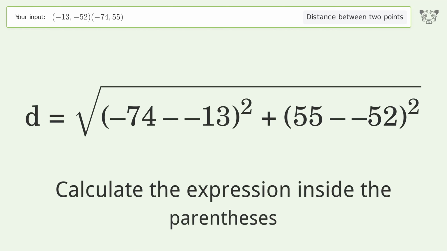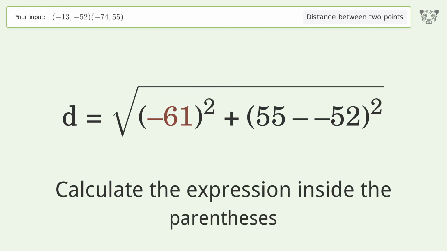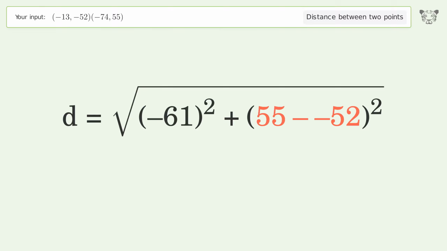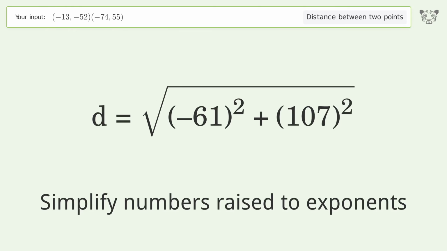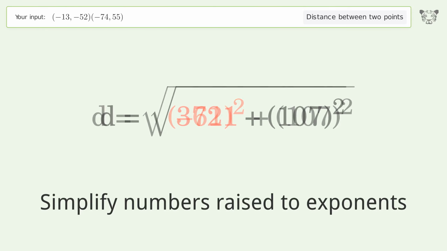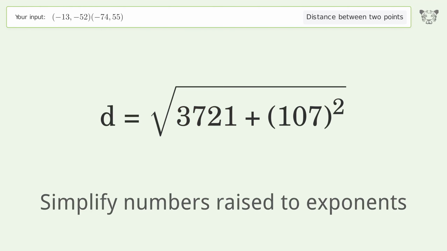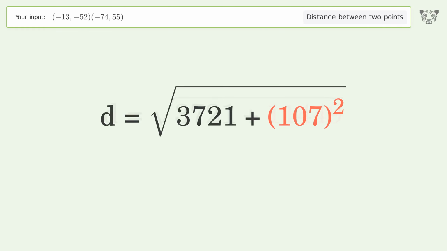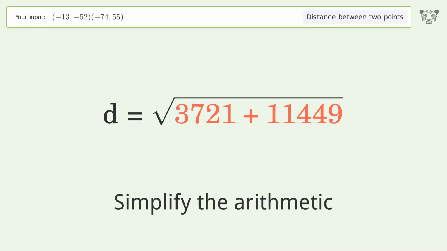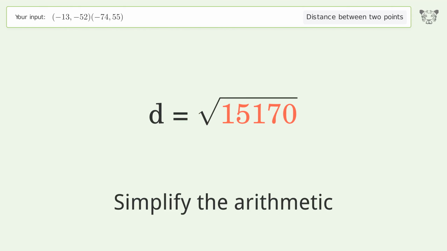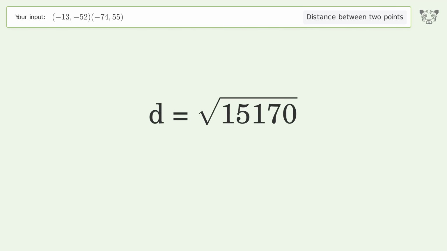Calculate the expression inside the parentheses. Simplify numbers raised to exponents. Simplify the arithmetic. And so the distance between the 2 points is the square root of 15,170, or 123.167.